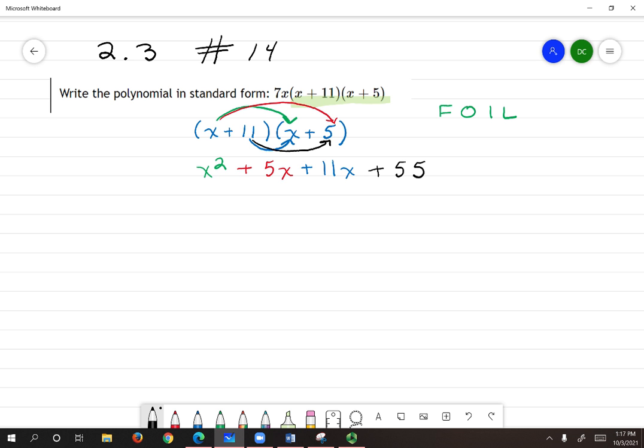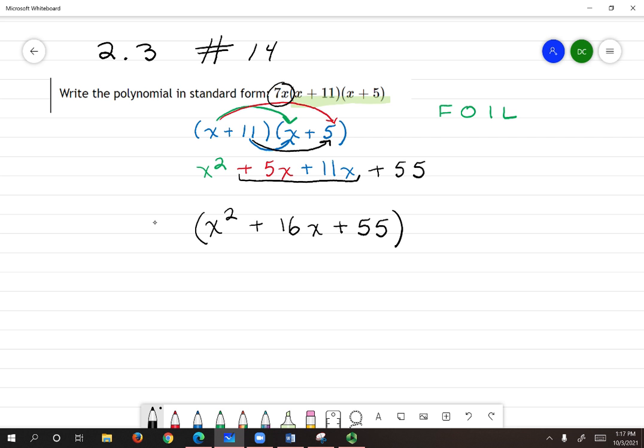And when we do these, it is very typical that the outside and inside always combine. Here's our outside and inside right there. So we end up with, I'm going to write it one line lower, x squared plus 16x plus 55. But don't forget about this guy up here, 7x.